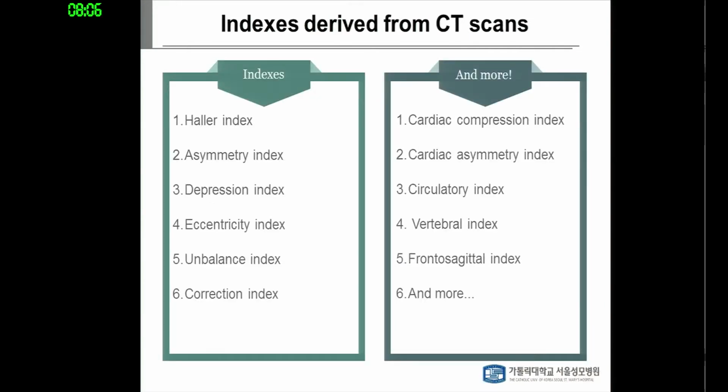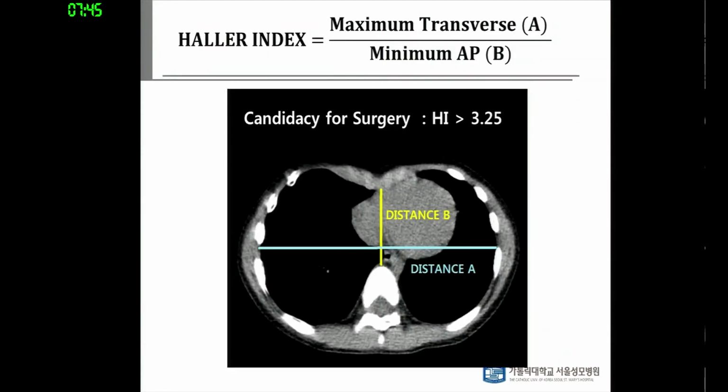There are many indices in the literature, and some are banished and no one looks at them anymore, but some are still thriving. The bases of indices also vary: X-ray, CT, and MRI. Today we are going to review some well-known CT indices. Everybody here in the room knows the Haller index.